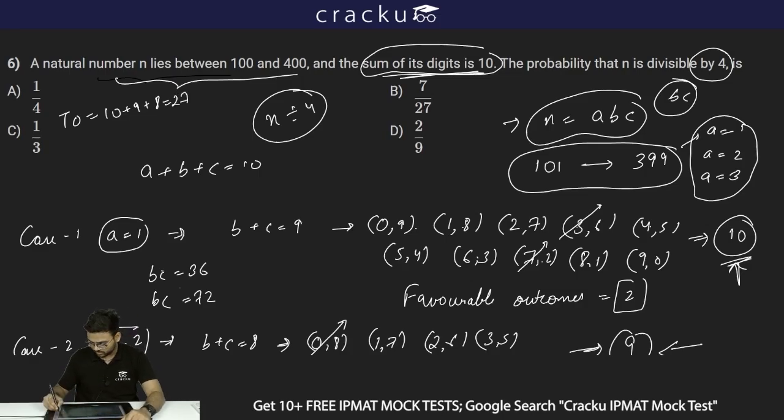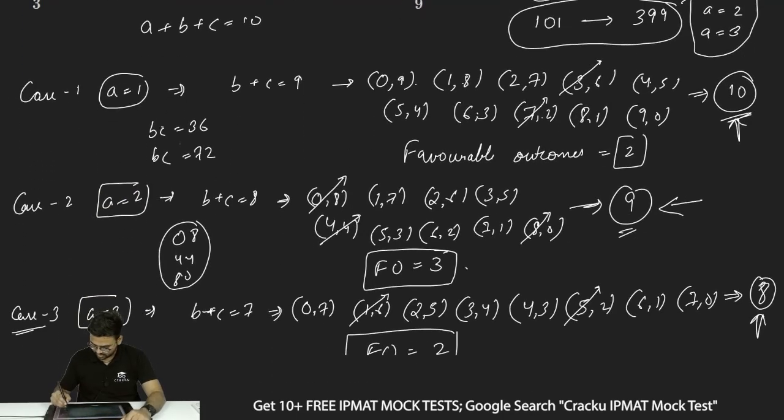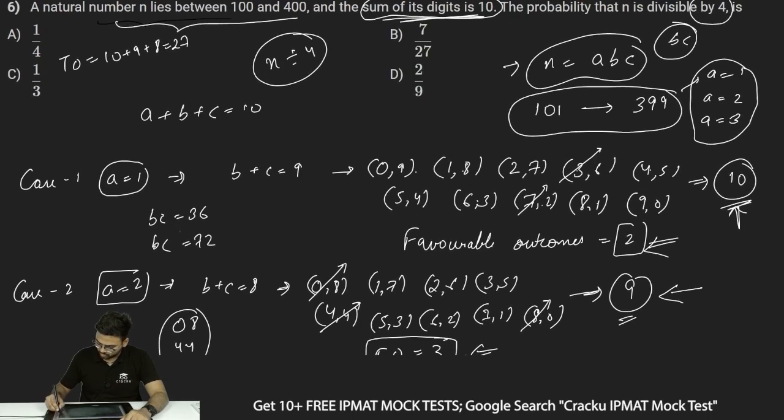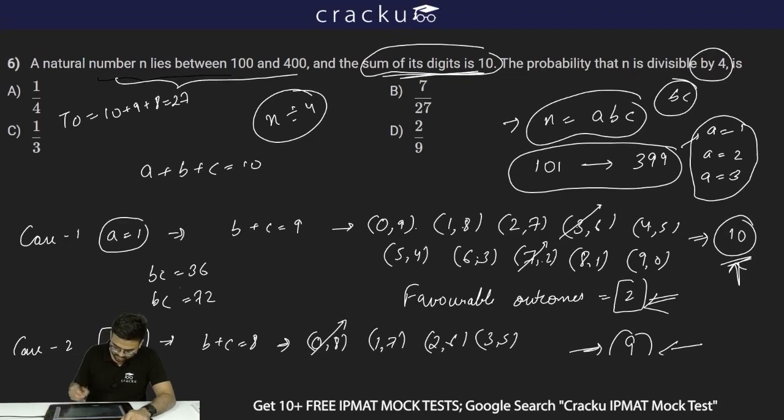What are the favorable outcomes? Favorable outcomes are 3, favorable outcomes are 2, 3 and 2. So favorable outcomes are 2 plus 3 plus 2. Combining all 3 cases, favorable outcomes is 2 plus 3 plus 2, which is equal to 7.